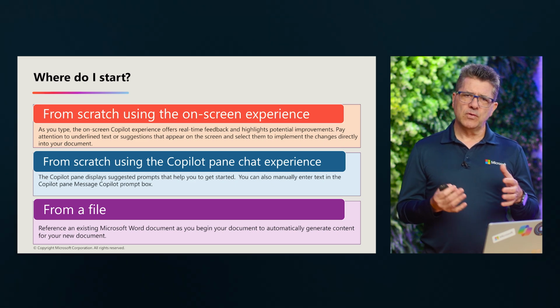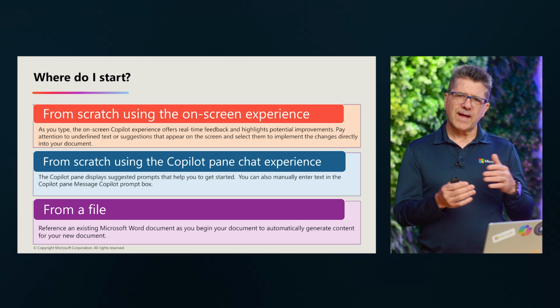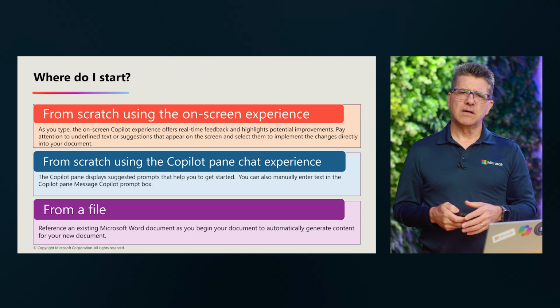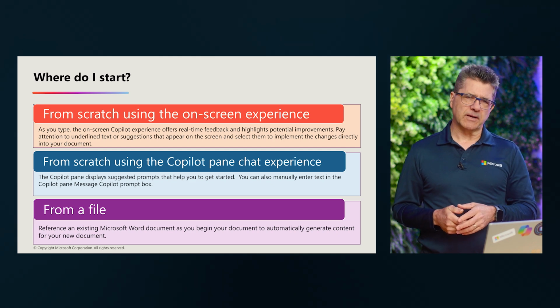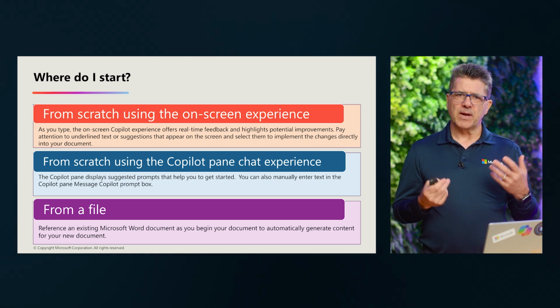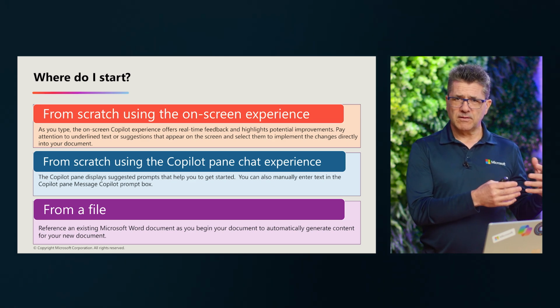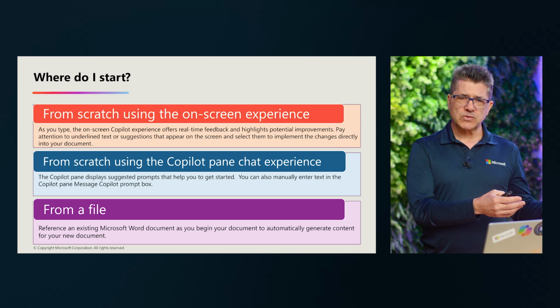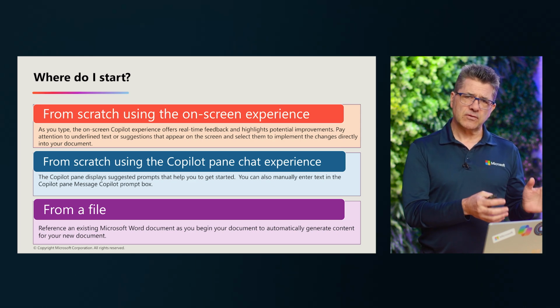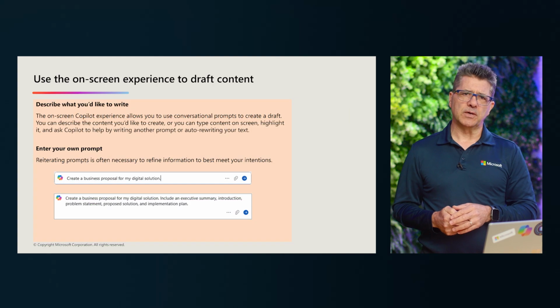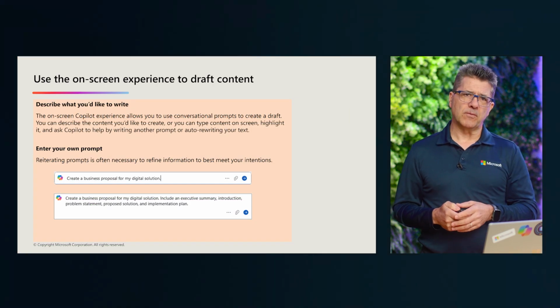So I can use elaborate prompts, or I can have a back and forth discussion with Copilot to enhance the content that I'm going to be creating. And as I mentioned, I may also have an existing document. Maybe I have one document that is a detailed proposal. I want to extract content from that proposal and create another document in Microsoft Word. That is also very powerful.